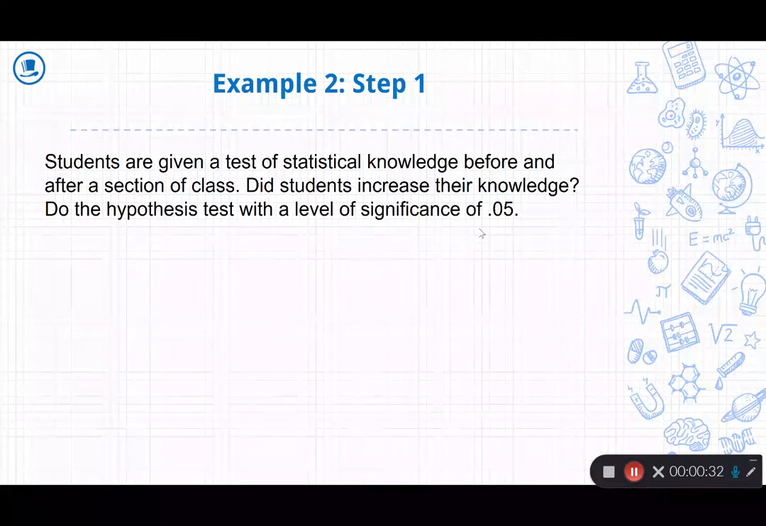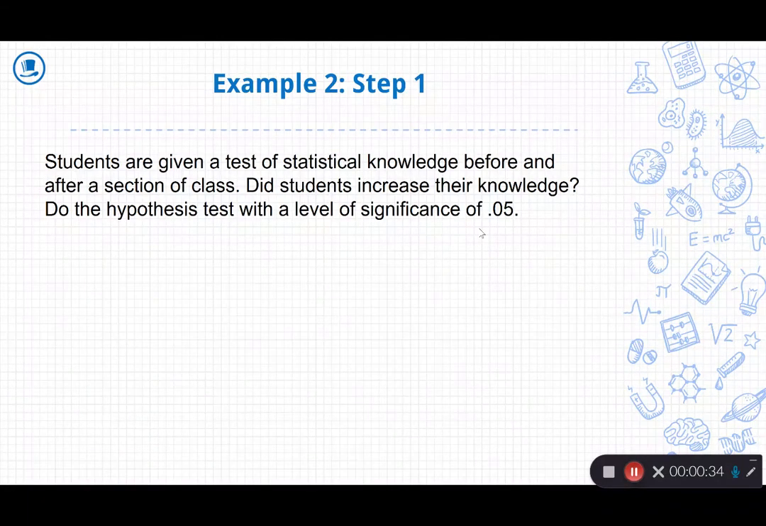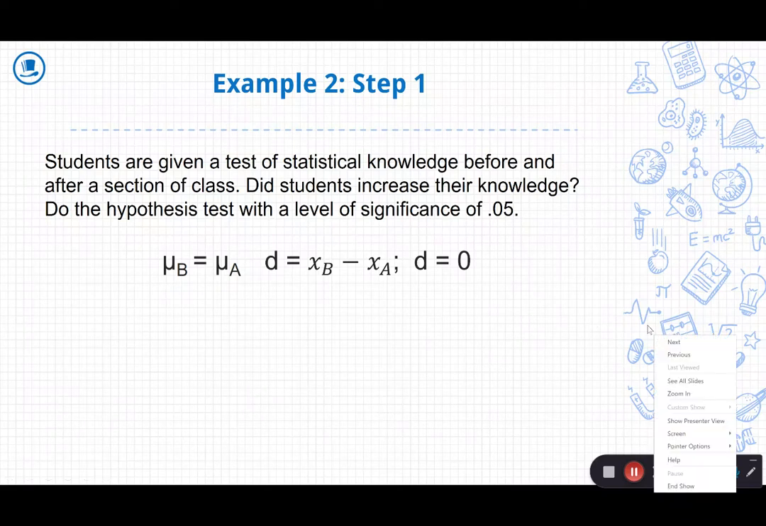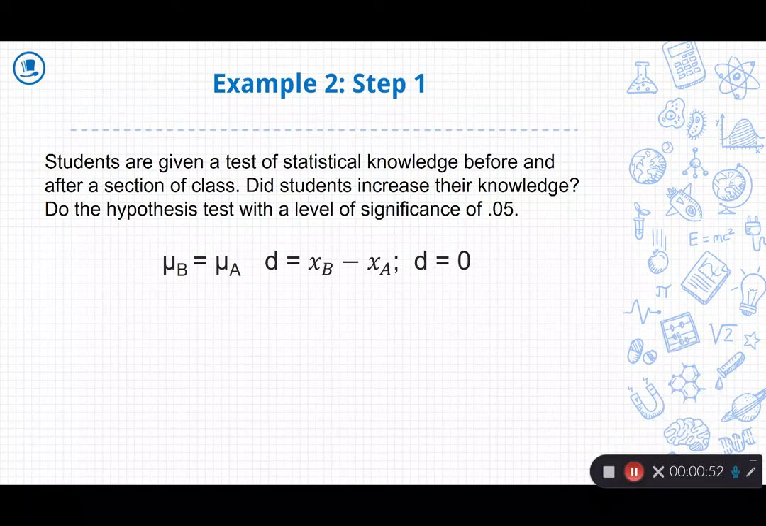So for this problem, a couple things to pay attention to right off the bat is we're looking for an increase of knowledge, and the level of significance is 0.05. So I want to highlight, to increase their knowledge. We've got to remember that when we calculate the difference, and that will lead to a very interesting situation down the road. But basically, this is a repeated measures test.